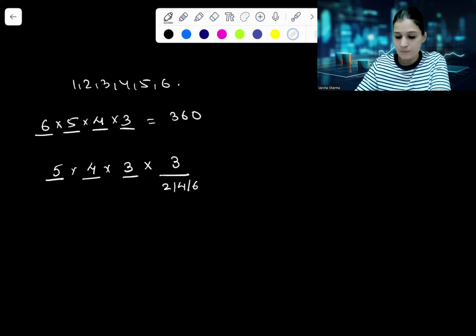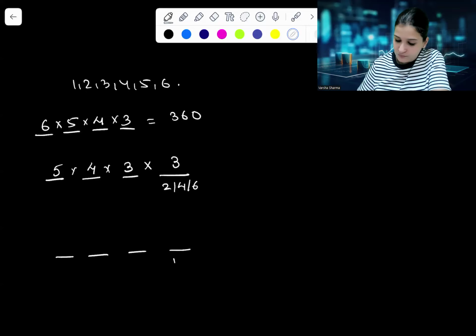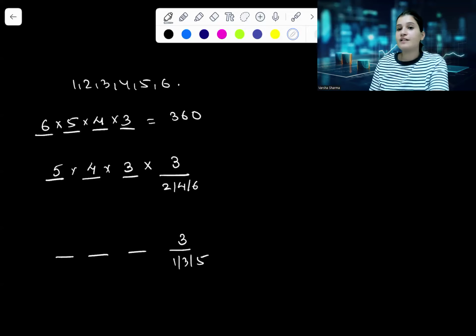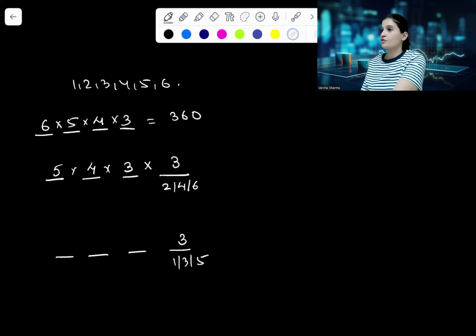If I want an odd number, 1, 3, 5 can sit in the last place. So there are 3 ways to fill this position. Again, the first place can be filled in 5 ways, then 4 ways, then 3 ways. So the answer would be 5 into 4 into 3 into 3. Any doubts? No, ma'am.